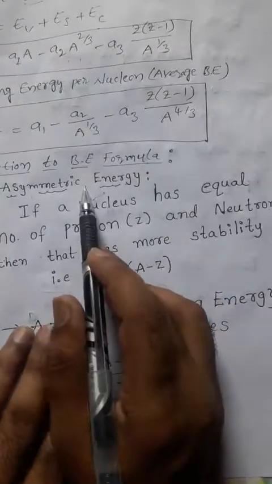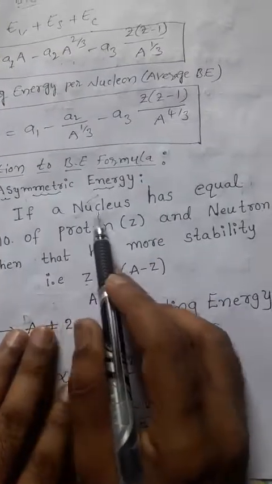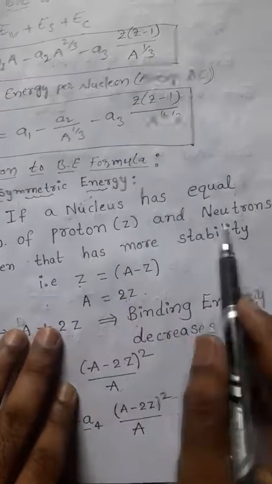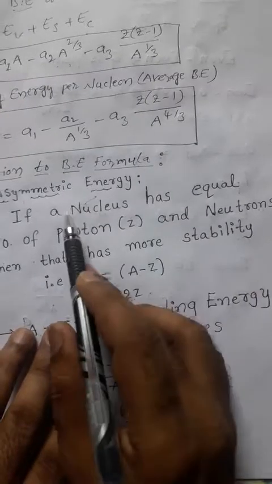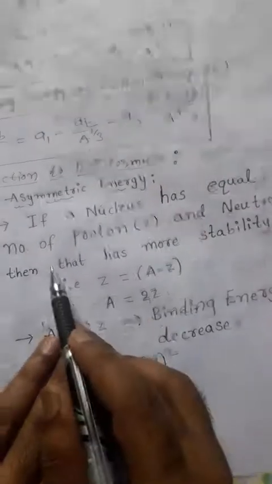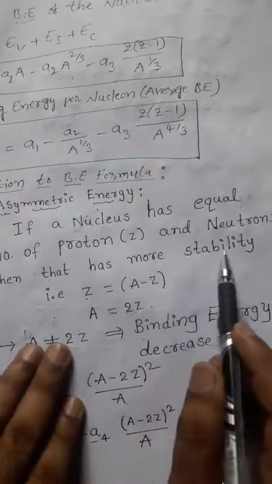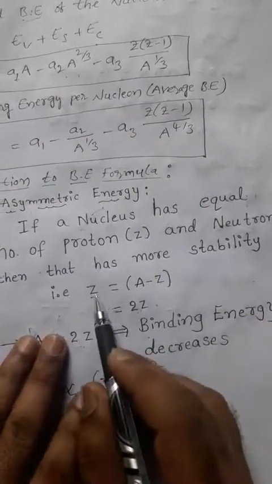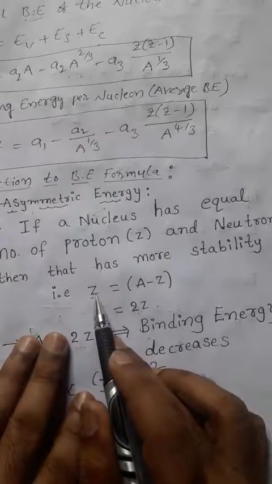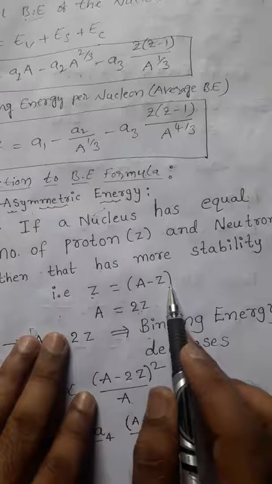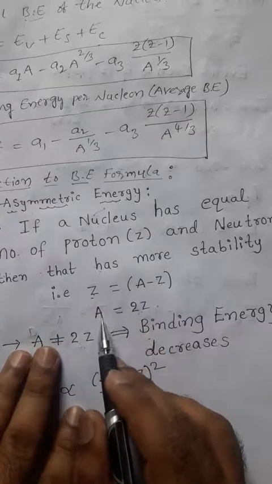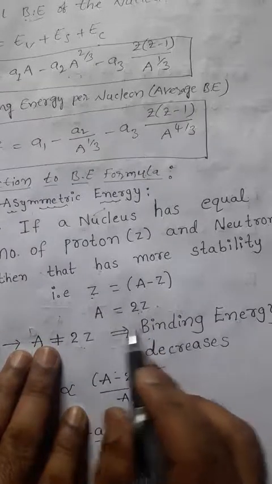This asymmetric energy depends on whether a nucleus has an equal number of protons and neutrons. If a nucleus has an equal number of protons and neutrons, then it has more stability. That means Z equals A minus Z. Here Z is the number of protons, and A minus Z is the number of neutrons. From that we can write A equals 2Z.